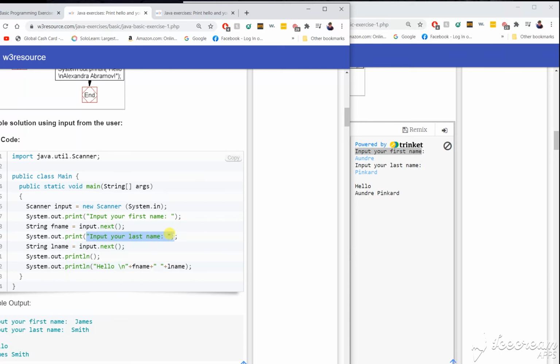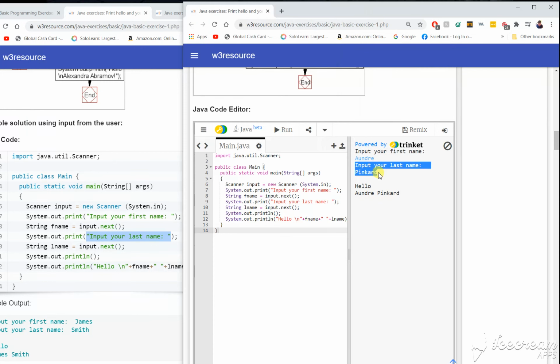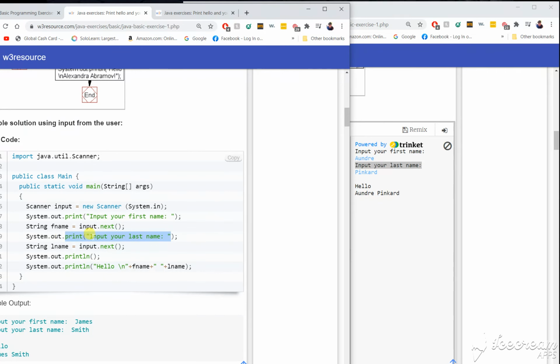And input last name. Bam. And you're going to put this on the screen. Bam. Okay? So, put this on the screen. Bam. This is the thing that lets everything go down, and this is what we want on the screen. All right? And type. Oh, yeah. It'll be easier this way.